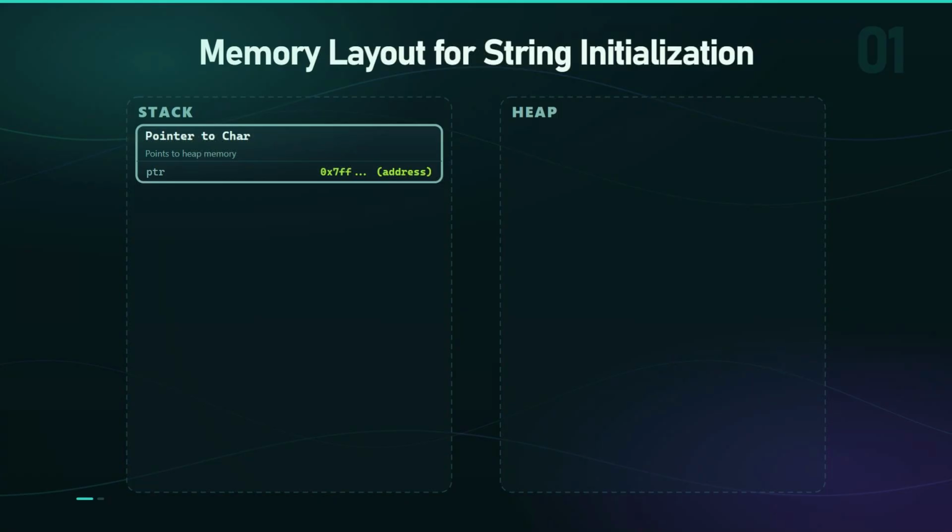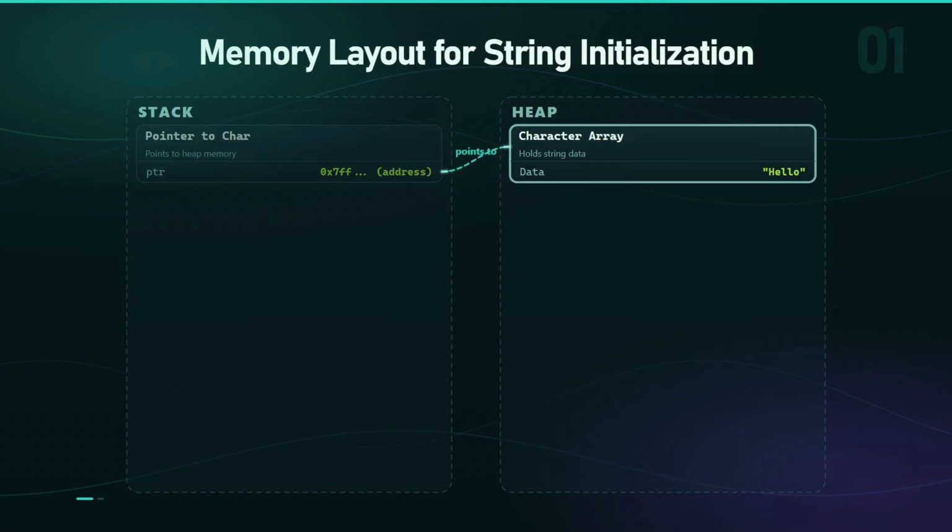In this visual, we illustrate how memory is allocated when a string is created. The constructor initializes the string and allocates memory on the heap for the character data. This is crucial for managing dynamic memory effectively in C++. Here, we see the stack holding the pointer to the heap memory, where the actual string data resides.